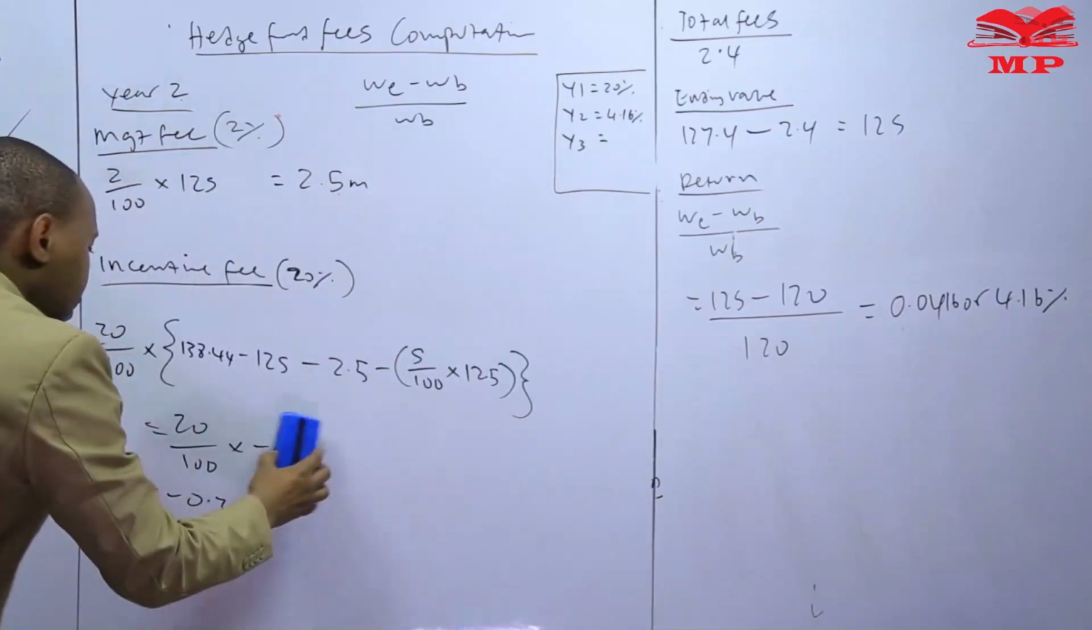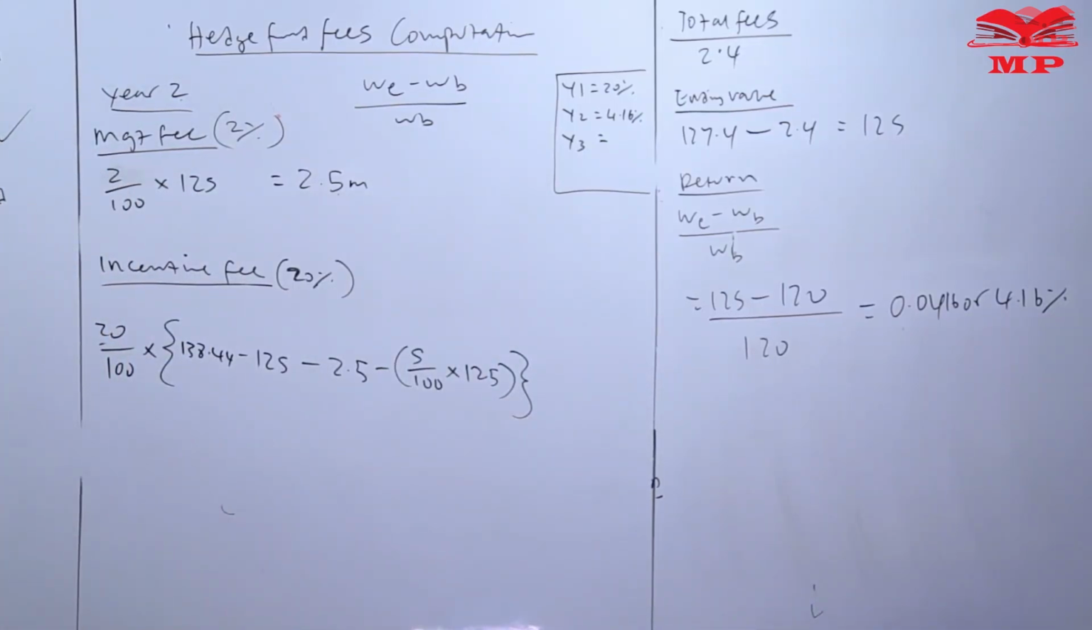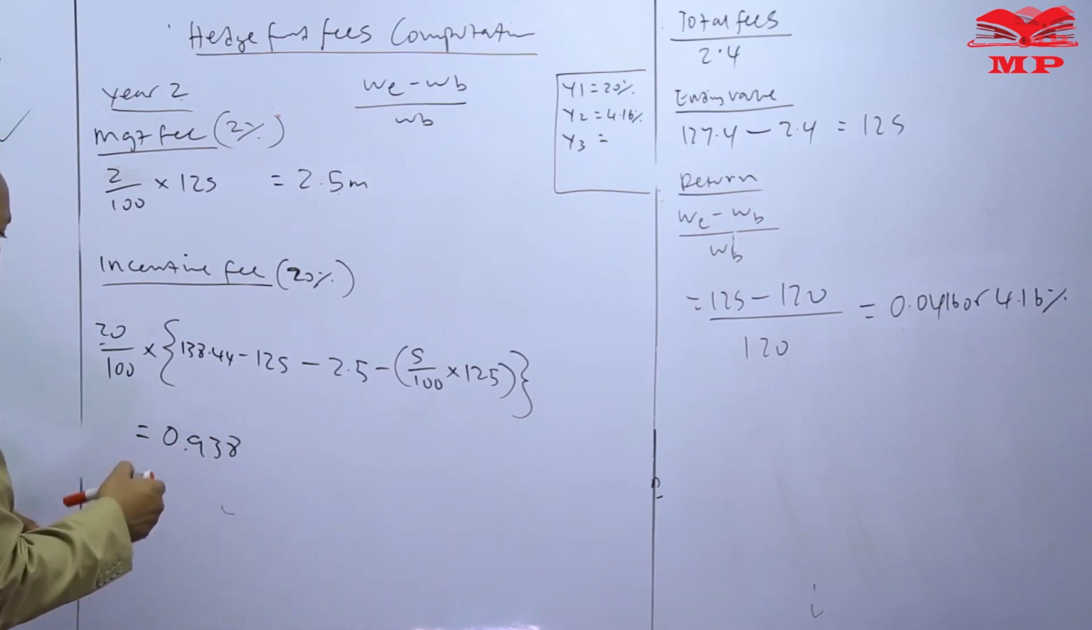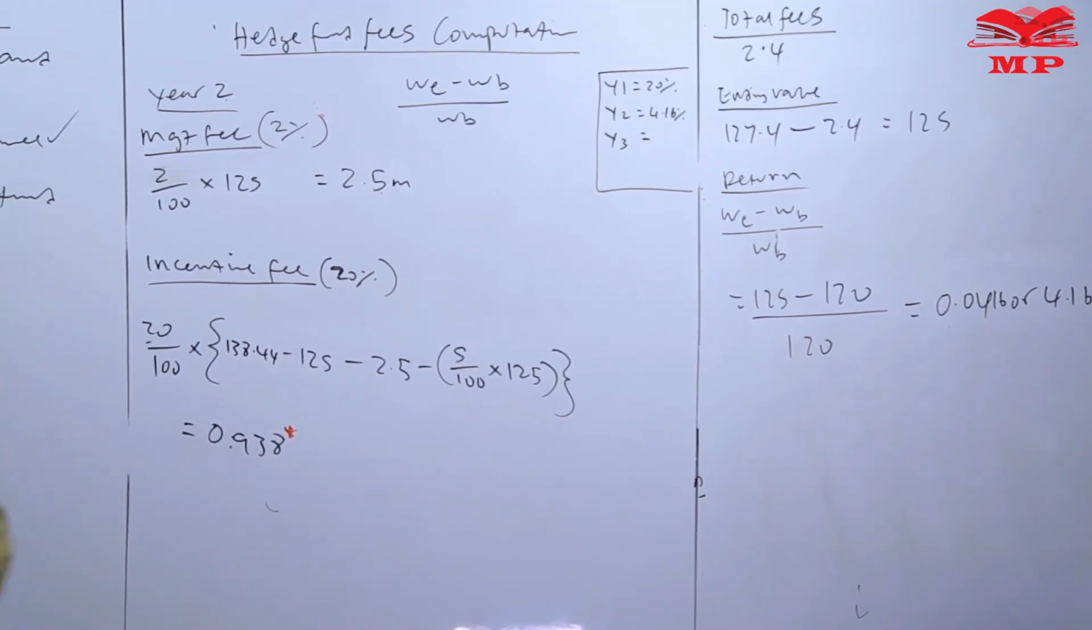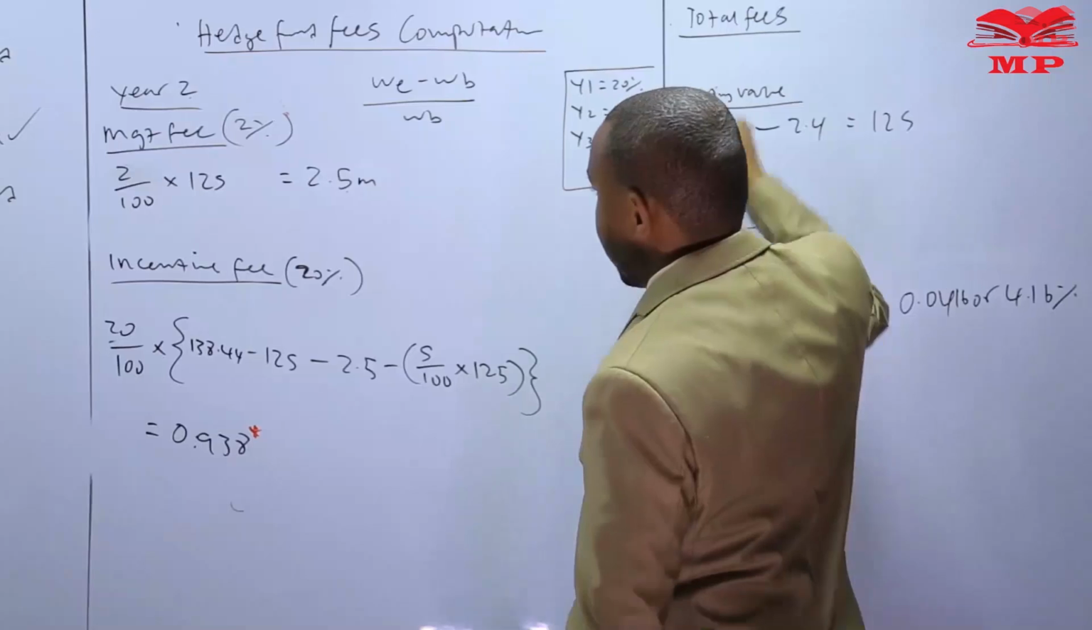Like in this part here, we now wrap that. It is equal to how much? 138.44, we less 125, we less 2.5, we less, open the brackets, 0.05 times 125, close the brackets. We have 4.69 times 0.2. 0.69 times 0.2, we have 0.938. So we put a star on that because this one is positive. We can say that there's some incentive fee that will be computed when you're computing the total fees up there.